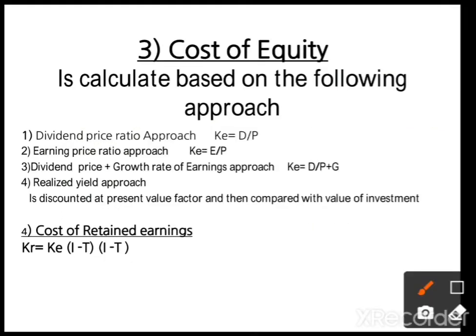Dear students, cost of equity is to be calculated on the basis of the following different approaches. So basically, cost of equity is divided into four. One is dividend price ratio approach, another one is earning price ratio approach, another one is dividend price plus growth rate approach. This is most important for 2 marks and 5 marks, and most of the time the expected questions come on this also. And the fourth one is realized yield approach. Okay, let us start one by one.